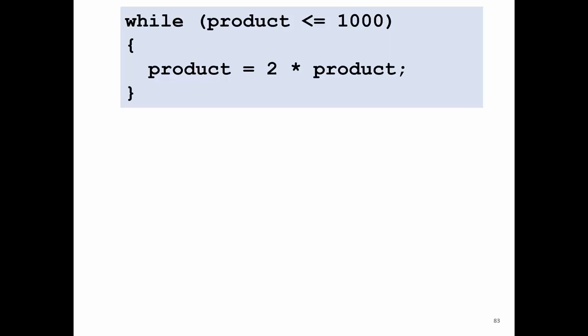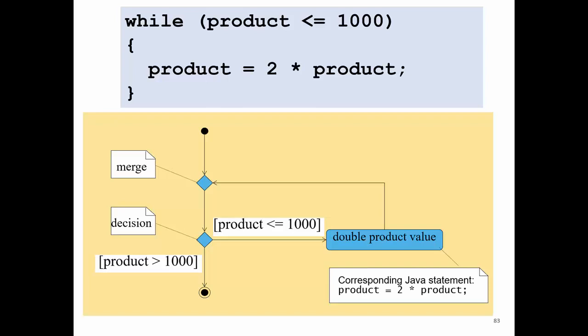See this in action. While the product is less than or equal to 1,000, I'm going to keep multiplying. So the statement product equals 2 times product will keep executing, and I'm checking the product value at each iteration. Each iteration, I check if the product is less than or equal to 1,000. So the condition starts with while, and if the product is less than or equal to 1,000, I'm going to double the product, then go to the merge node and check the condition again. If the condition is false, I will exit the repetition. So you see here, the one statement needs to be repeated as long as the product is less than or equal to 1,000.